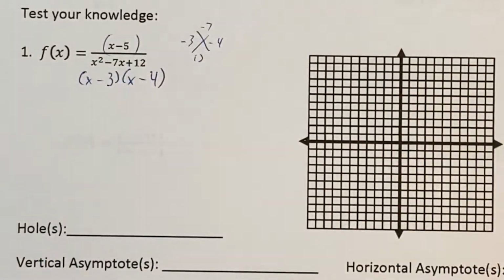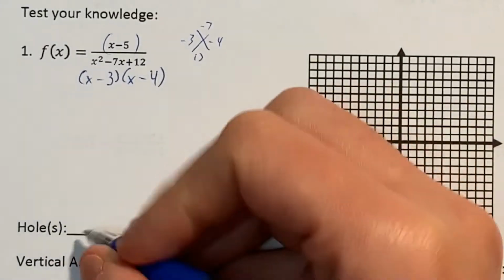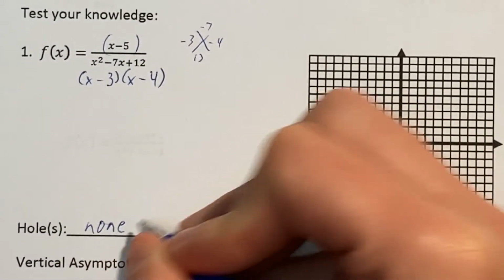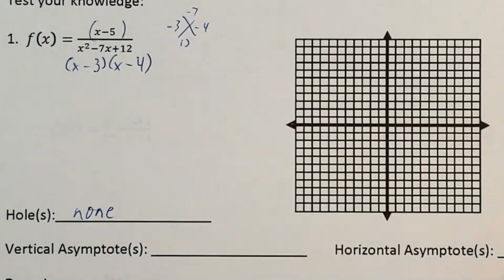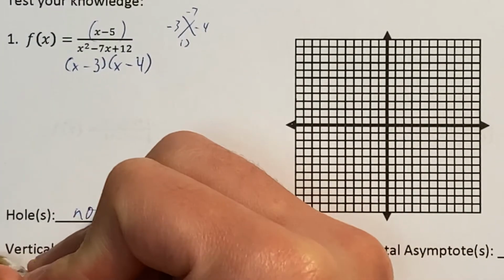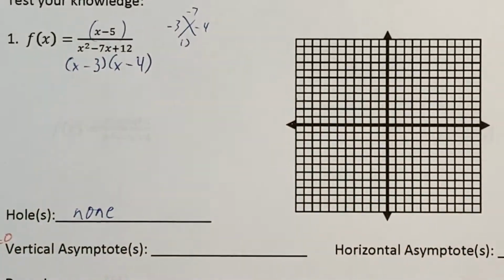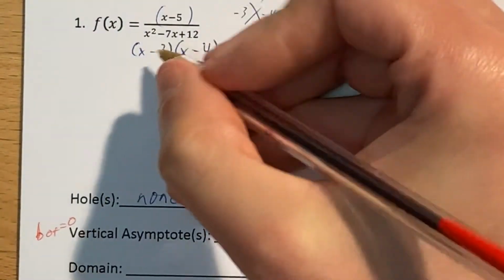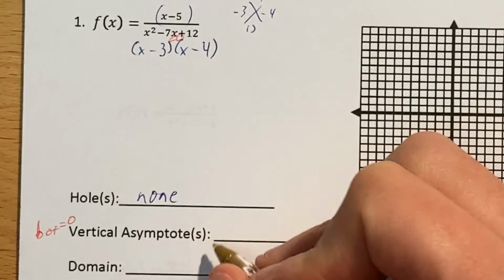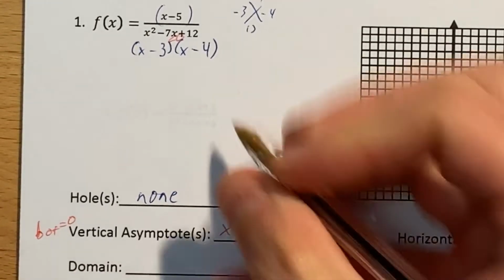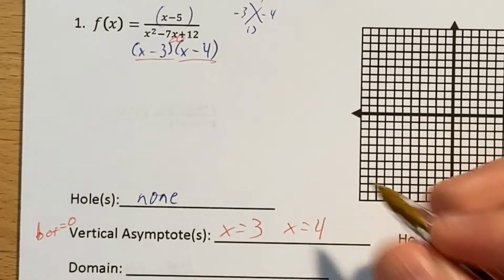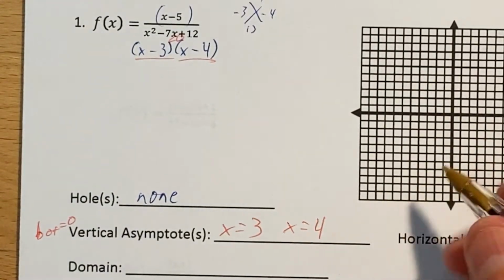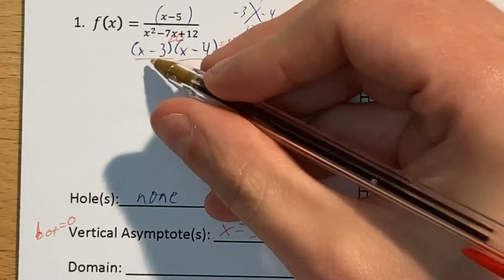It looks like nothing cancels. Nothing cancels, which means there's no holes. Yay! Vertical asymptote. That's when you set the bottom equal to 0. So if you set the bottom equal to 0, you get x equals 3. And if you set this bottom equal to 0, you get x equals 4. Right, so x equals 0, add 4 or add 3.